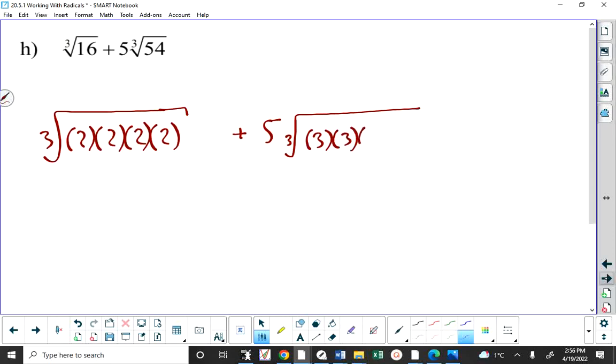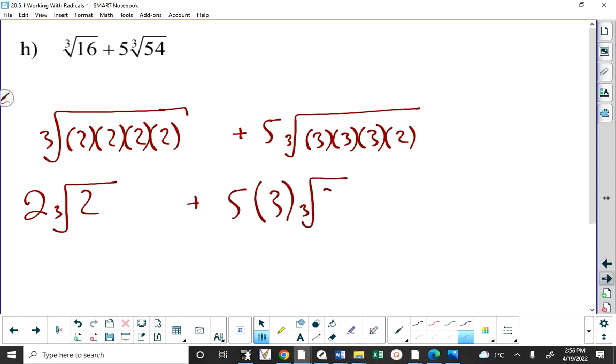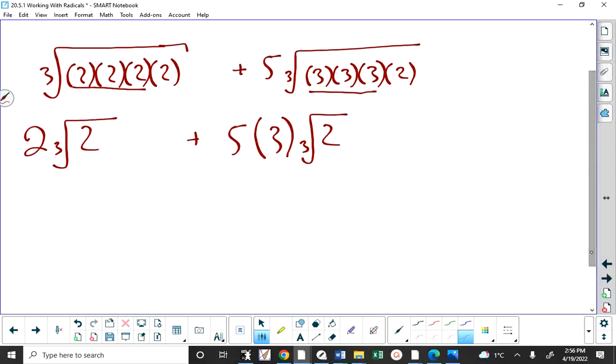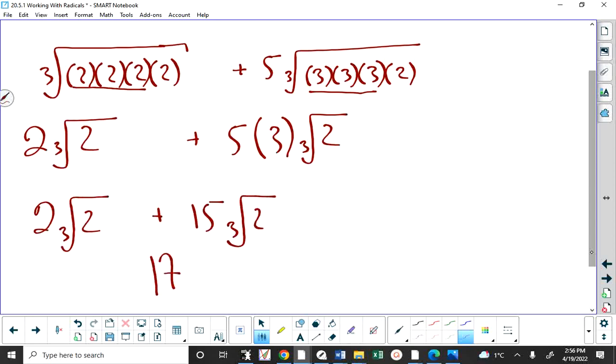Anyway, 9 times 6 is 3 times 3. That's my 9. 6 is 3 times 2. That's my 6. So I can write this as 2 cube root 2 plus 5 times 3 cube root 2. I'm pulling out triples, and whatever's left is whatever's left. So I have 2 cube root 2 plus 15 cube root 2 gives me 17 cube root 2. And that's it, I think.